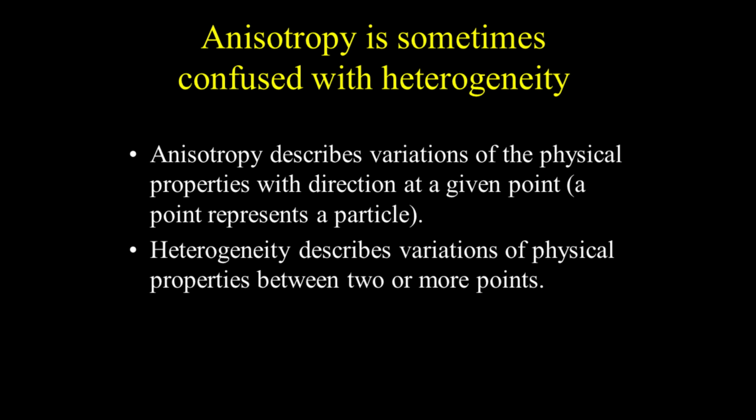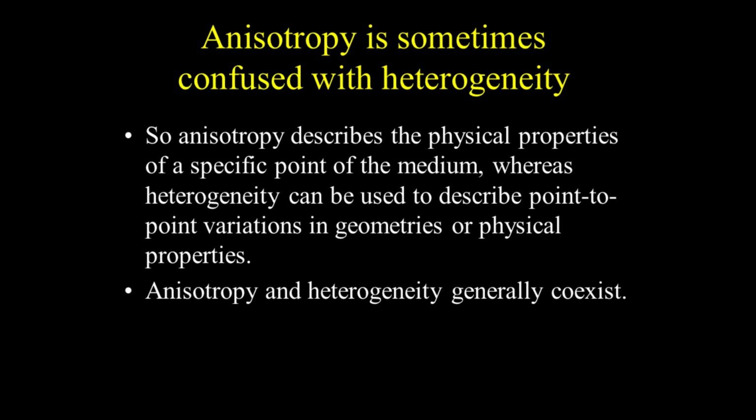Anisotropy describes variations of the physical properties with direction at a given point. Remember that a point represents a particle. Heterogeneity describes variations of physical properties between two or more points. So anisotropy describes the physical properties of a specific point of the medium, whereas heterogeneity can be used to describe point-to-point variations in geometries or physical properties.